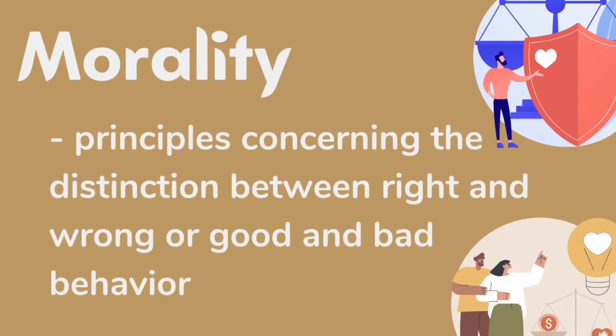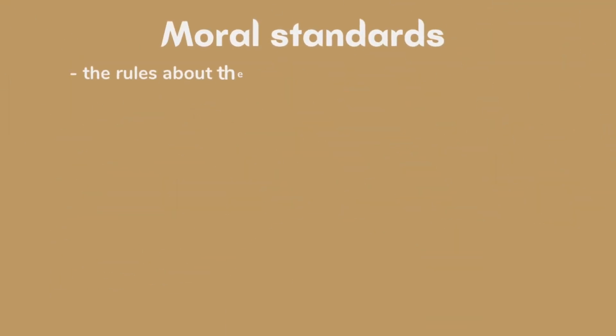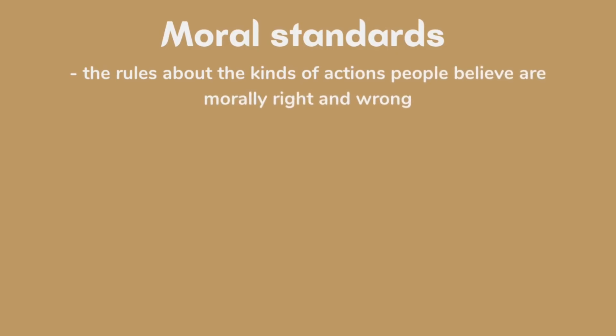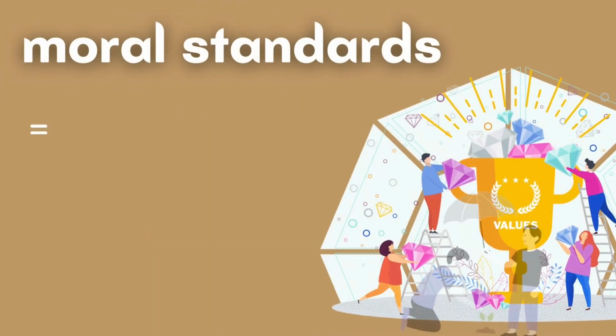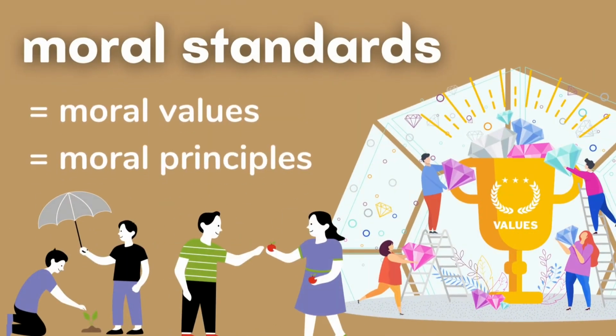Morality refers to principles concerning the distinction between right and wrong or good and bad behavior. Moral standards involve the rules about the kinds of actions people believe are morally right and wrong, as well as the values they place on the kinds of objects they believe are morally good and morally bad. Some ethicists equate moral standards with moral values and moral principles.